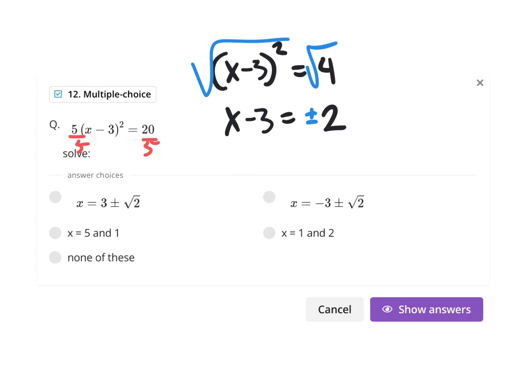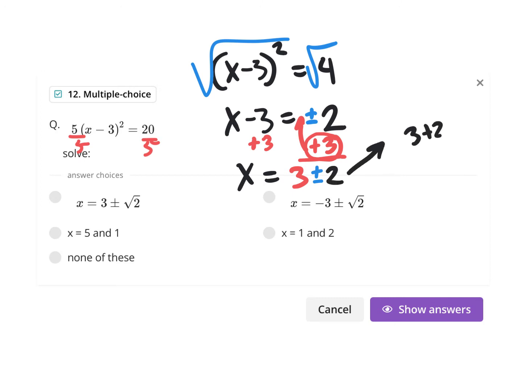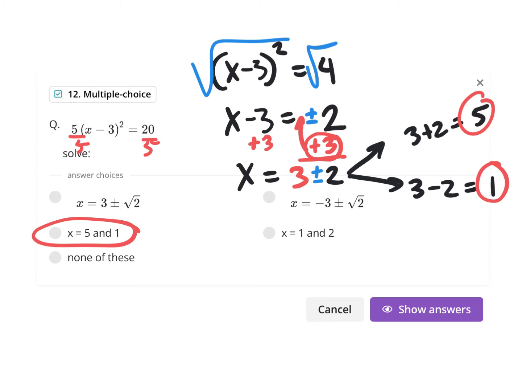Now for my final step, I need to get x by itself, so I need to add 3 and add 3, but the plus or minus 2 makes it weird. So let's take this positive 3 and just put it in front. So here's my answer: x equals 3 plus or minus 2, and that will produce 2 answers, 3 plus 2 and also 3 minus 2. So 3 plus 2 is 5, 3 minus 2 is 1, and those are your 2 answers, 5 and 1.